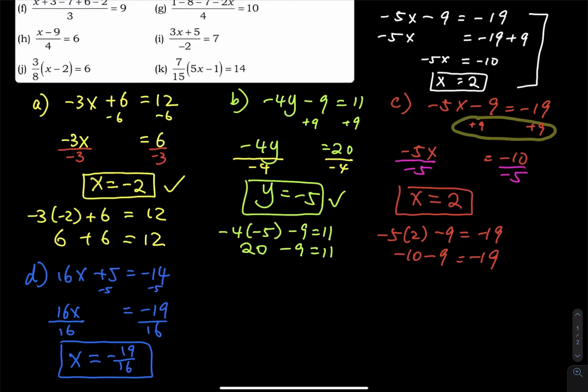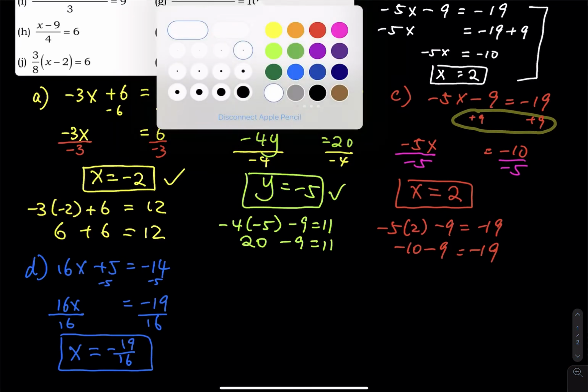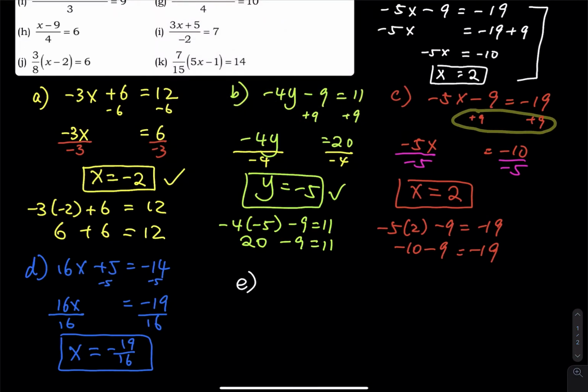And then F? A, B, C, D, E, right? Not E, not F yet. So we have part E. Switch color again, part E. We have 14 equals 5x plus 2x minus 12x.